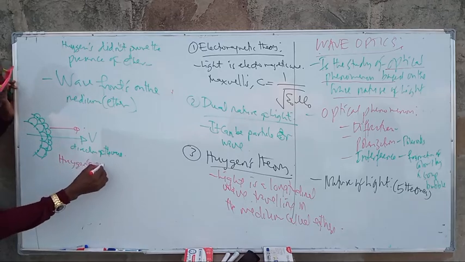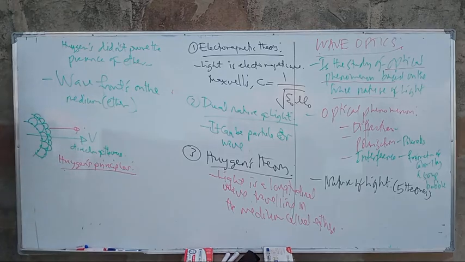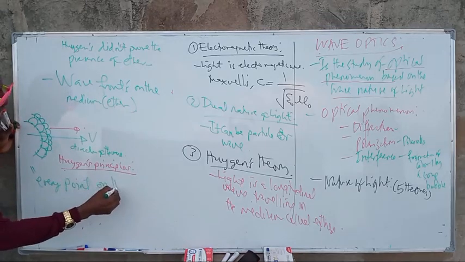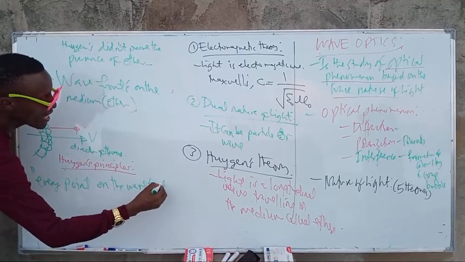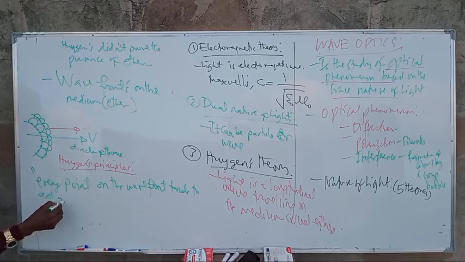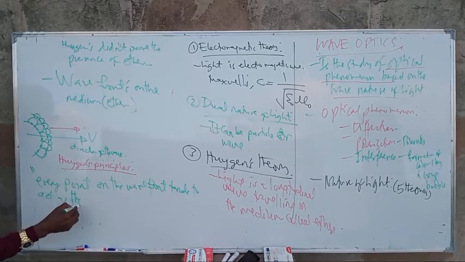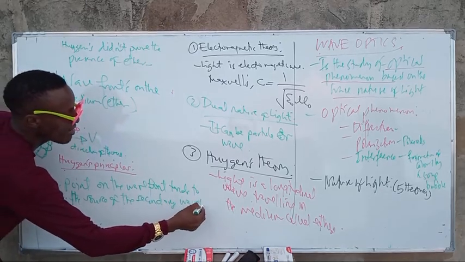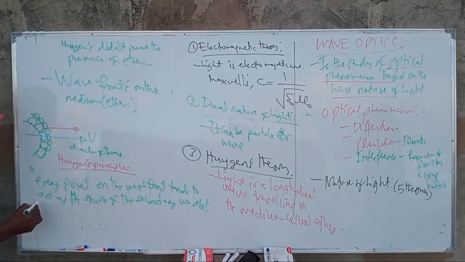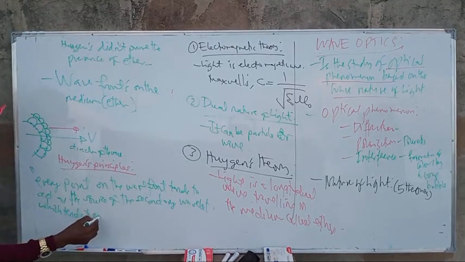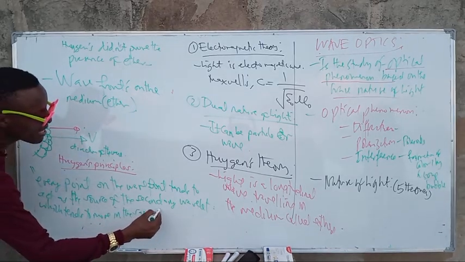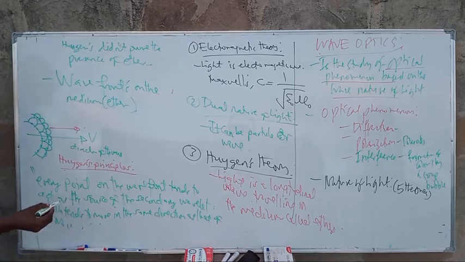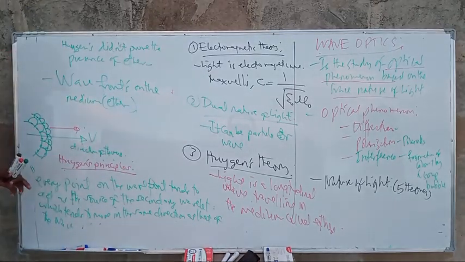Huygens principle. So what does it state? It says that every point on the wavefront tends to act as the source of secondary wavelets, which tend to move in the same direction as that of the wave. And the net effect of the wavefront becomes the next wavefront.